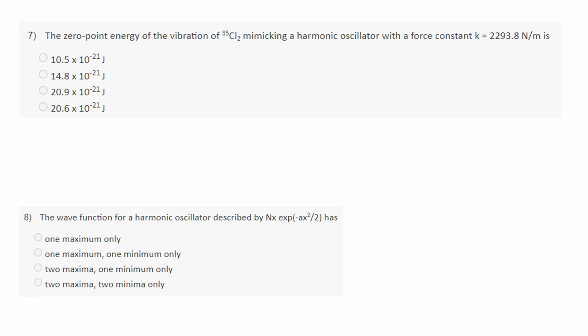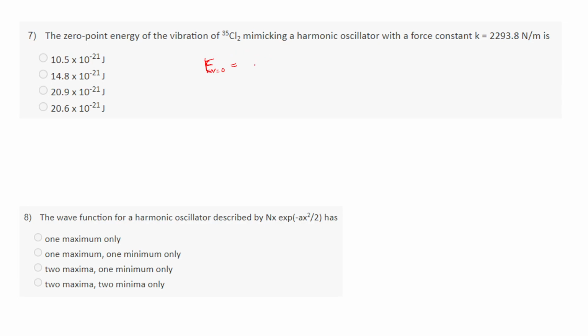I was actually making a mistake in the units. So let me open the calculator. Okay, so calculate it. The zero point energy is how much? The zero point energy is E0. So let me write it as E. It is in joules, right?